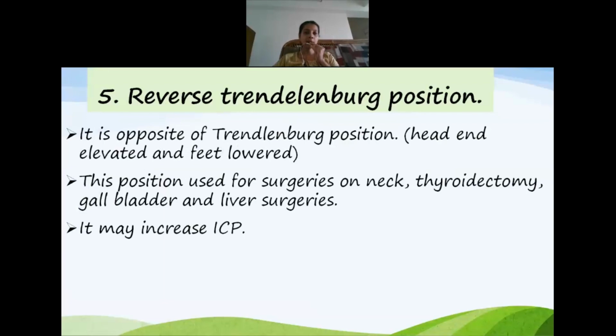Next one is reverse Trendelenburg position. Reverse Trendelenburg position is the opposite of the Trendelenburg position, where the head is kept elevated and the feet are lowered. But this position is said to increase intracranial pressure, so usually it is contraindicated. We don't usually use this position. But reverse Trendelenburg position is used for surgeries of the neck like thyroidectomy, or sometimes it can be used to perform surgeries of the gallbladder and the liver.